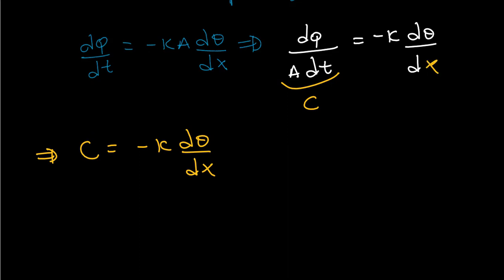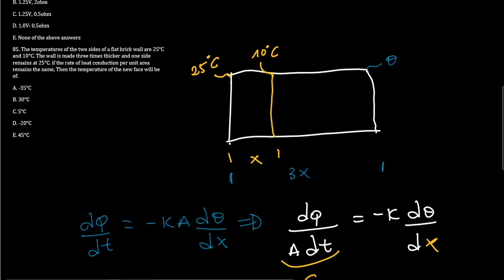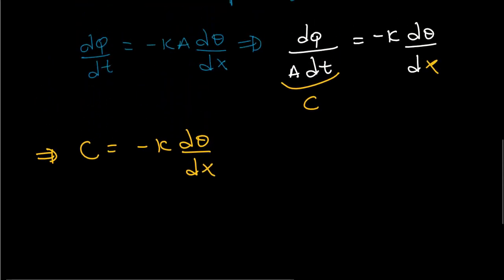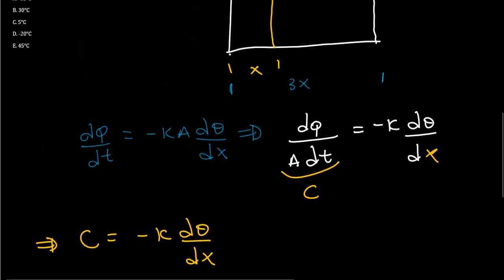Now what we realize is K is the thermal conductivity, which is a property of a material, and the material is the same, so it is homogeneous throughout its length. And so the thermal conductivity in the case of the thickness of x and the case of the thickness of 3x will be the same. So let's identify the expression of the value theta.